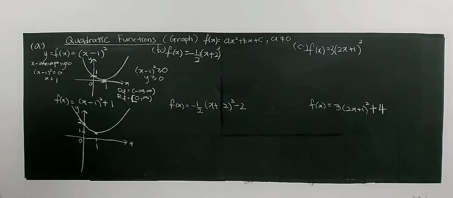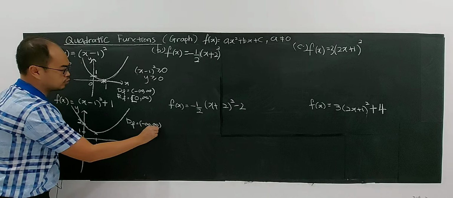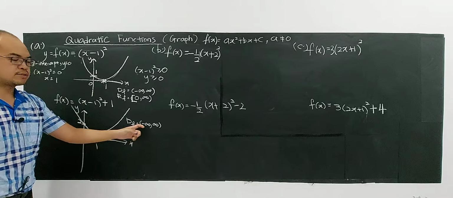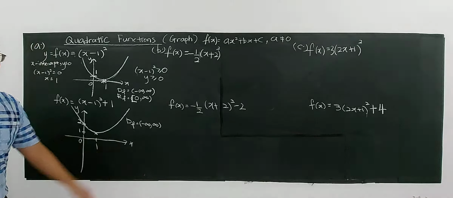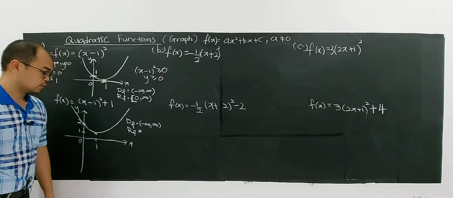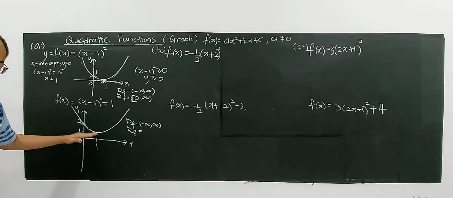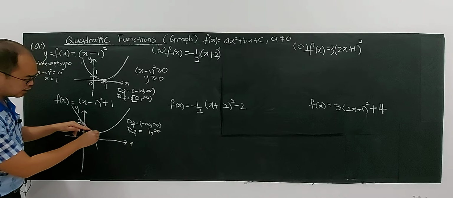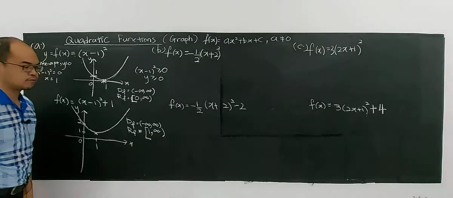So the domain will not be affected. For a quadratic function where the question never restricts the domain, the domain is always negative infinity to infinity, everywhere there is a graph. But the range is the one you must consider. The range now starts from 1. There is no graph below here. The graph keeps drawing upwards, but the minimum is 1. So the range includes 1 and goes up to infinity.